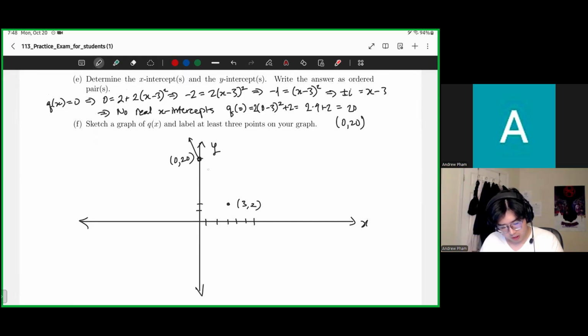We said that quadratics are symmetric about the axis of symmetry. So with that in mind, by symmetry, I assert that the point that is 3 units to the right of my vertex will have value 20. So 3 plus 3 is 6, so (6, 20) is a point.